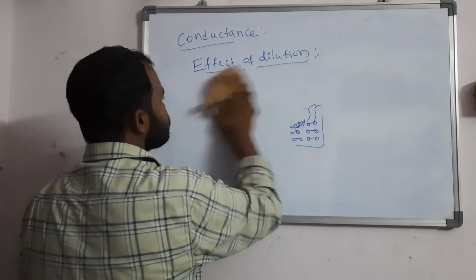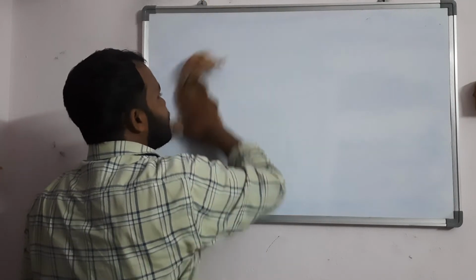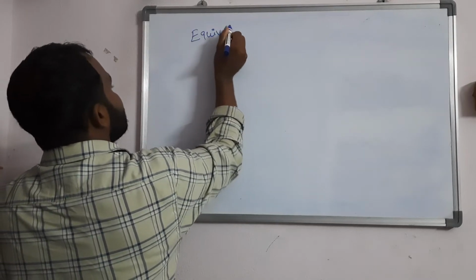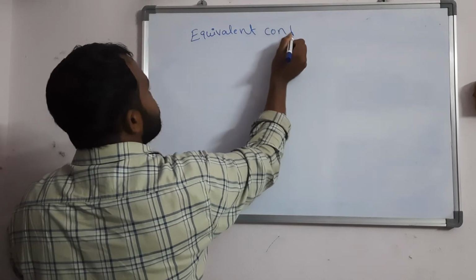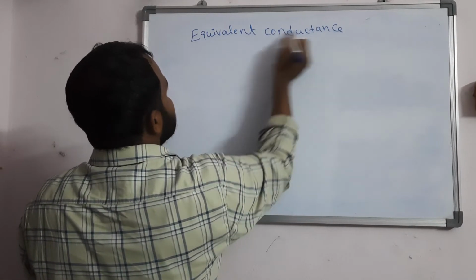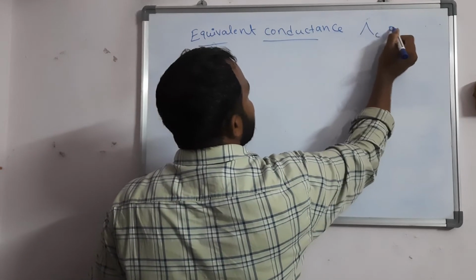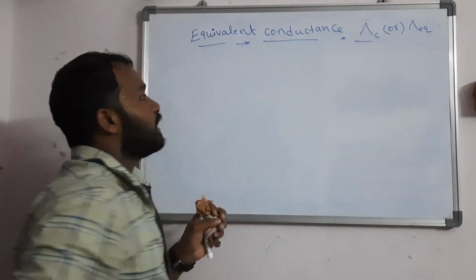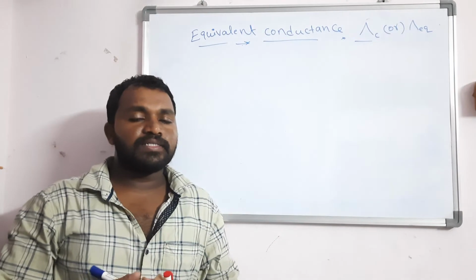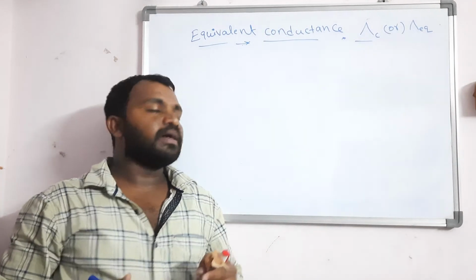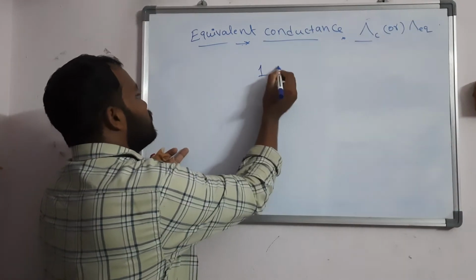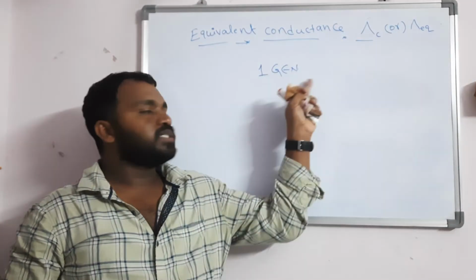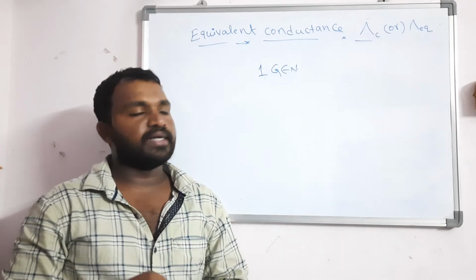Simple statements. Next, equivalent conductance. You can represent it with lambda C or lambda equivalent. These are the representations for this. So what is meant by equivalent conductance? The conducting power, same definition, but in place of 1 cubic centimeter you should write 1 Gen. Gen means gram equivalent weight. So the conducting power of all the ions present in 1 Gen of the solution is called the equivalent conductance.